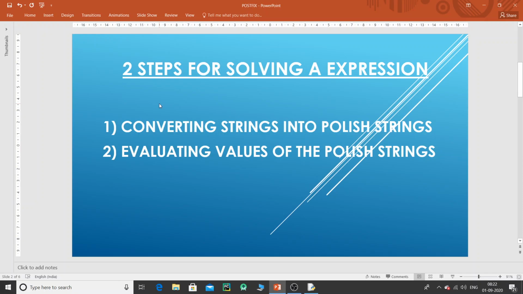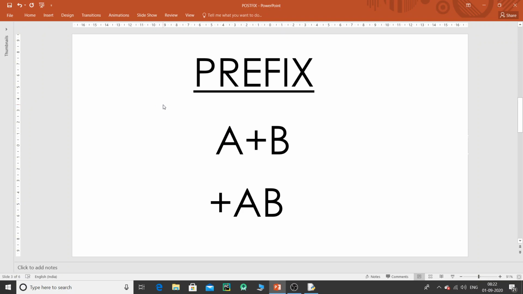So let us understand prefix, which is one of the methods for polishing the strings. Prefix is pretty easy. If there is a plus b, where a and b are operands and plus is the operator, and I'm going to do the polishing of this string using prefix, I'm not going to take this as a plus b, I'm going to write this as plus ab. So plus ab means a plus b in our language.